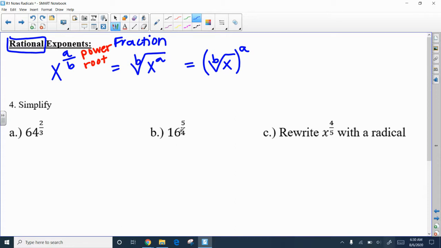A and B, we are simplifying, and we'll actually be able to evaluate and get a numerical answer because our base is a number. So on A, we have 64 to the 2/3 power. So that means the 2 would be the power, and the 3 would be the type of radical or root we would do. So this means I would do a cube root. So one way we could write this would be cube root of 64 squared.